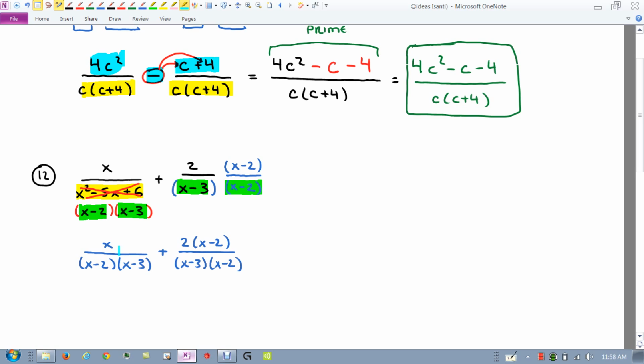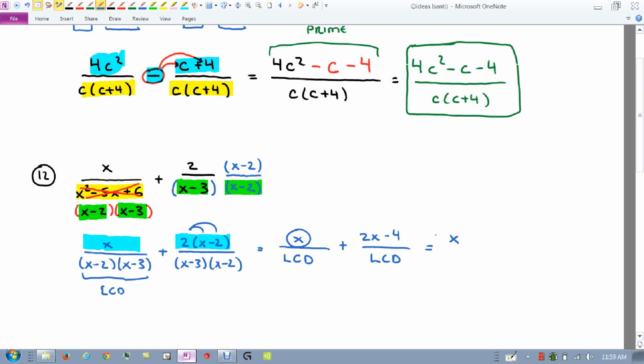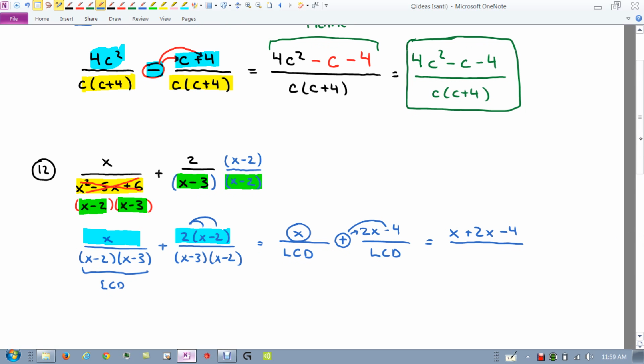Now I'll put together the tops. This one I don't do anything with, but this here I'm going to multiply through. So this becomes my x over, I don't feel like writing that again, so I'm just going to put LCD. That's my LCD. Plus I distribute my 2 through, 2x minus 4 over my LCD again. So now I will add these together. I'm going to take this x and add to it, without changing any signs, 2x, and then add negative 4, which is just minus 4, all over my LCD.